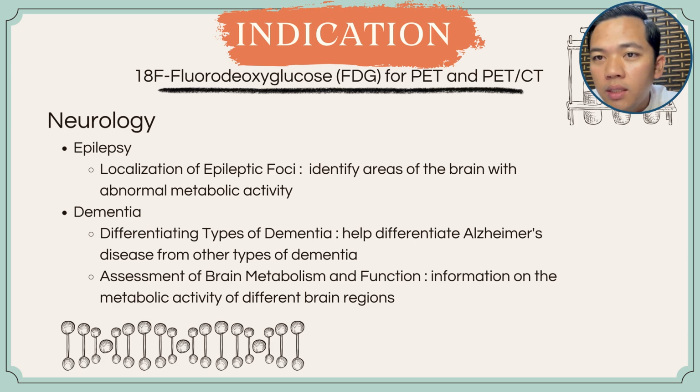So next indication is dementia. PET scan can help to differentiate Alzheimer's disease from other types of dementia based on distinct patterns of brain metabolism. Besides that, for the assessment of brain metabolism and function, PET scan can provide information on the metabolic activity of different brain regions, which can assist in diagnosing and managing neurological conditions.